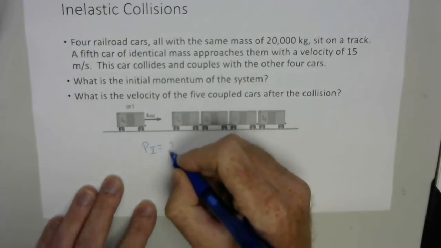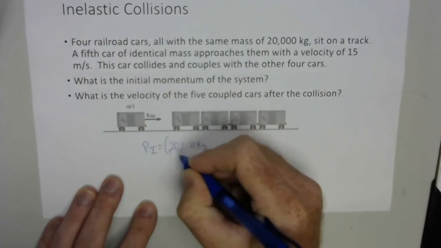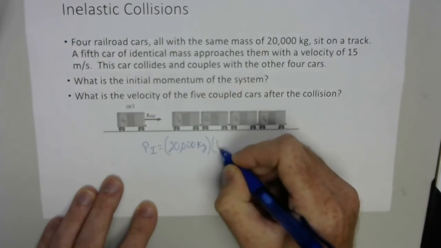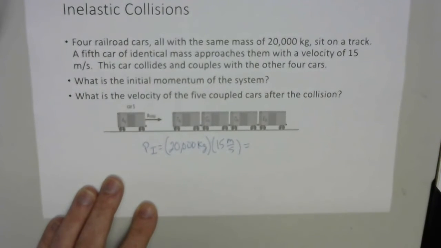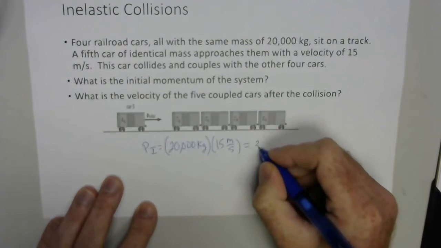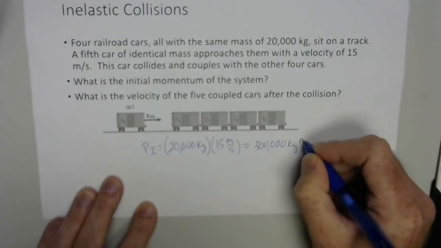It's going to be 20,000 kilograms, and it's moving 15 meters per second. So you're going to say 20,000 times 15, and you're going to get 300,000 kilogram meter per second.